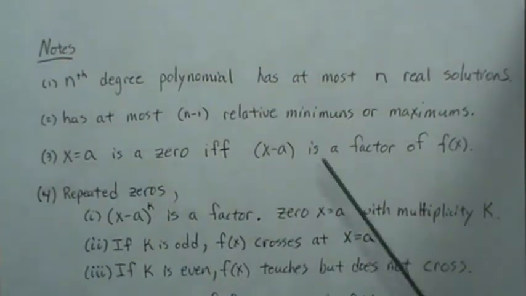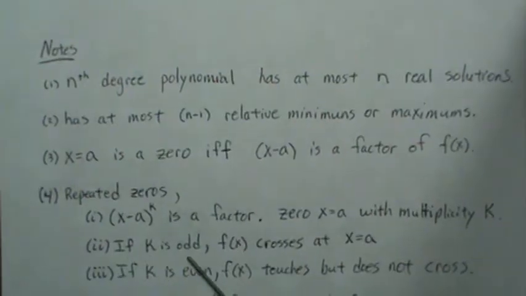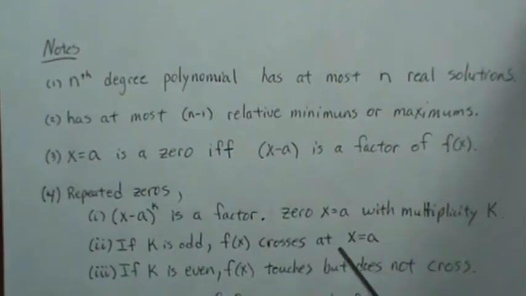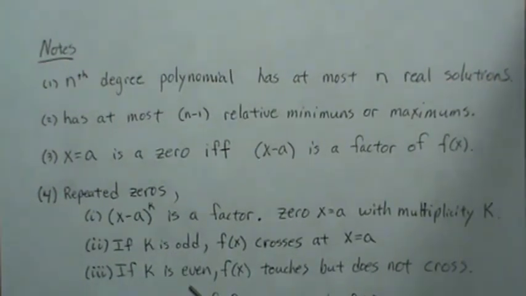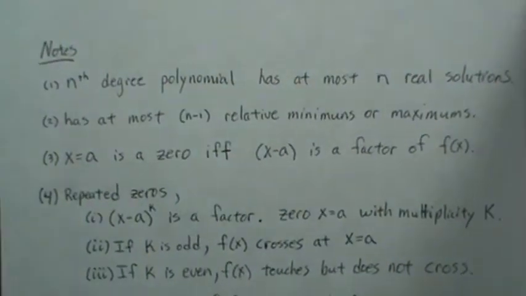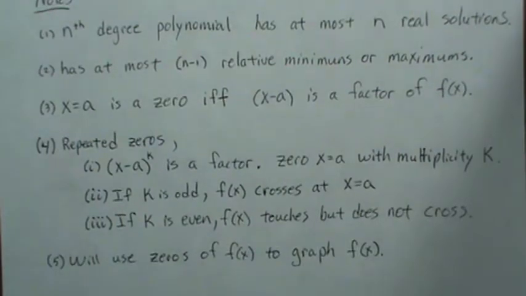And we'll do examples of each of these in a second. And so we know if k is odd, that the function crosses at x equals a. And if k is even, then it touches it but does not cross. And we'll give an example of this. And we will use the zeros of a function to graph the function.